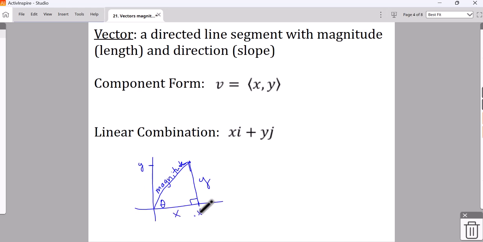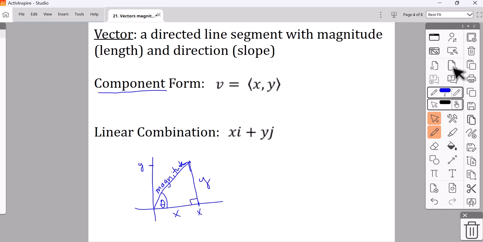The other thing that gets used a lot is this word component. In component form, you have the x value and you have your y value. Today we're going to be drawing pictures of our vectors, so knowing where that x value is, where that y value is, where that magnitude is, and where the angle measure is going to be is really helpful. If you need to pause here to copy these notes, go ahead and pause now, and I'm going to keep going.